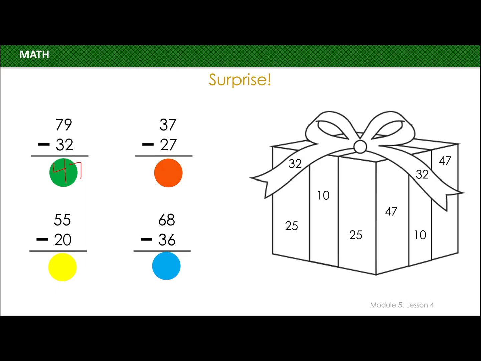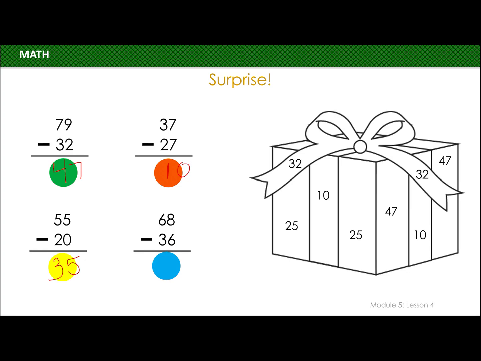My next equation is 37 minus 27. So I start with my ones and I do 7 minus 7, which is 0. And 3 minus 2, which is 1 in my tens column. So my answer is 10. My next problem is 55 minus 20. So I start in my ones column and I do 5 minus 0, which is 5. And I do 5 minus 2 in my tens column, and that is 3. So my answer is 35.